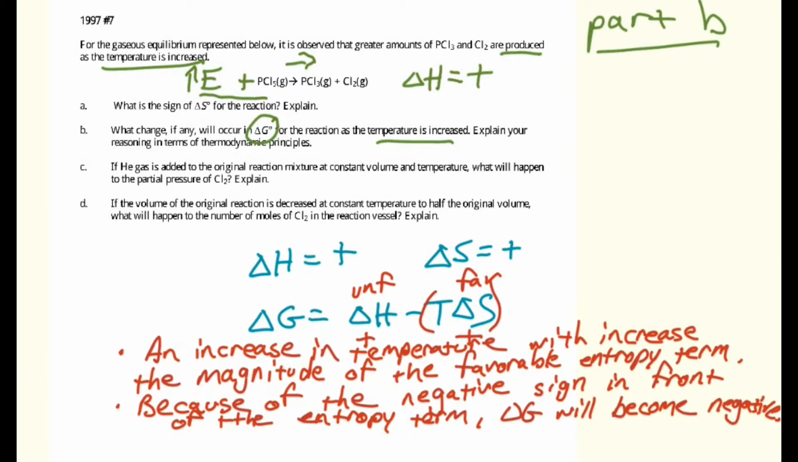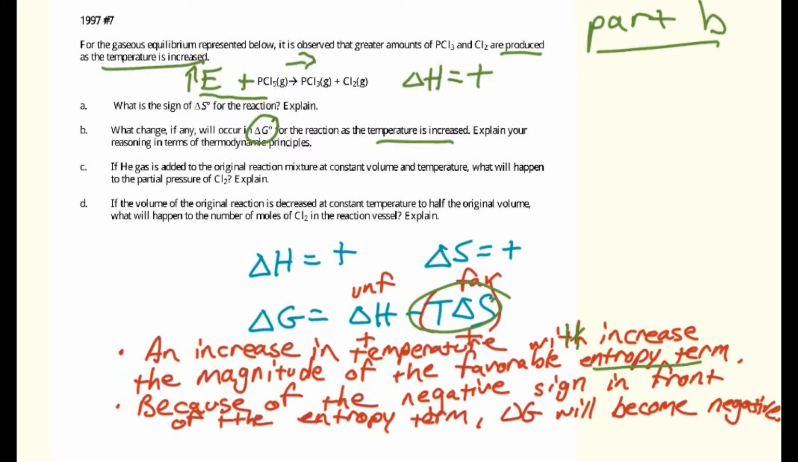Alright, so here's my explanation. An increase in temperature will increase the magnitude of the favorable entropy term. So we're talking about that. Because of the negative sign in front of the entropy term, delta G will become negative. So I think that's a good enough explanation. And look at the key online and see if it matches up with what they're doing. But I think that should do it.